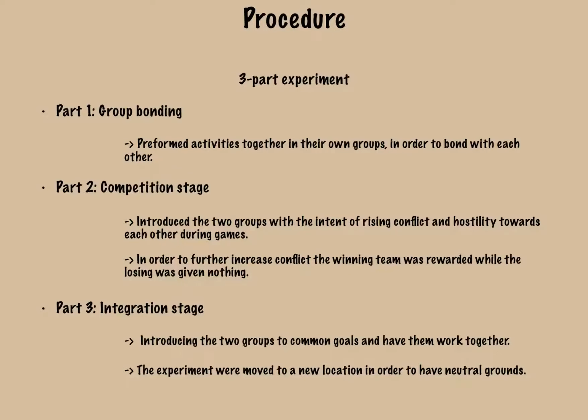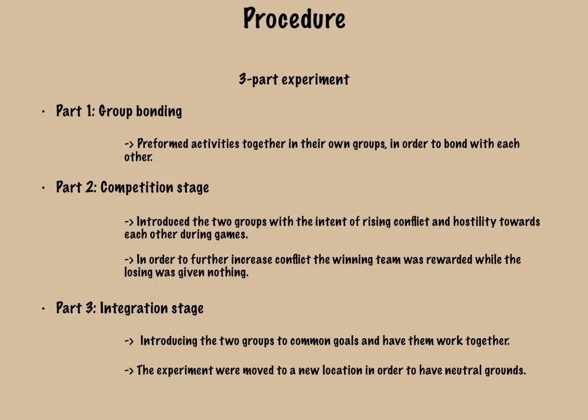Part three of the experiment was the integration stage. So, as in part two, they had proven that conflict arises in competition. In stage three, they wanted to see if they could get the hostilities and negative thoughts to go away. So, by doing this, they introduced the two groups to common goals and had them work together.